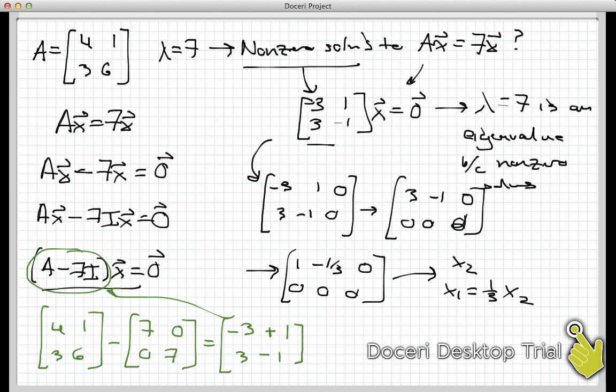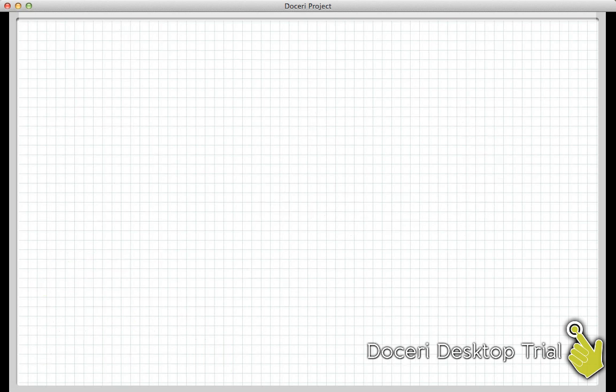Okay, so I can just choose any non-zero value of x2 that I want here, and I'll get my eigenvector. I think it'd be convenient to choose x2 equal to 3, and so one potential solution here is 3, and that would make the x1 coordinate 1. I don't have a lot of room here, but you can check that A times this is actually equal to 7, 21.